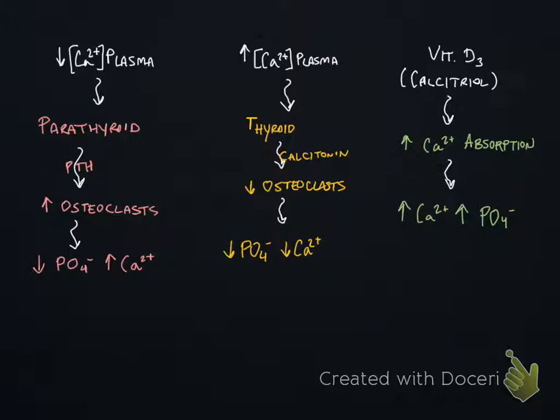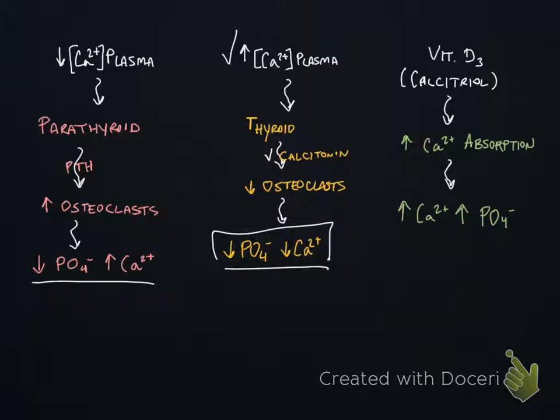So let's just review these hormone effects real quick. If we had a decrease in calcium in the plasma, the parathyroid gland would then release PTH, increases osteoclast activity, and we end up with a net effect of decreasing phosphate, which is PO4, and increasing calcium in the plasma. Now, if we have an increase in calcium in the plasma, the thyroid gland then releases calcitonin. That causes a decrease in osteoclast activity, and we end up with a net effect of decreasing phosphate and decreasing calcium. I think I wrote this part wrong in your notes, so make sure you fix that.